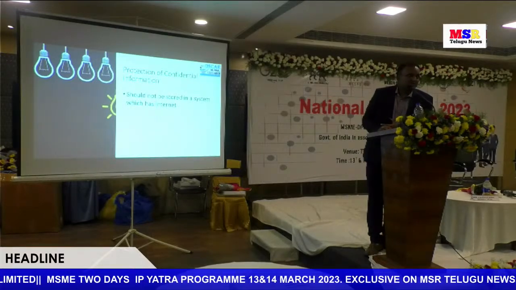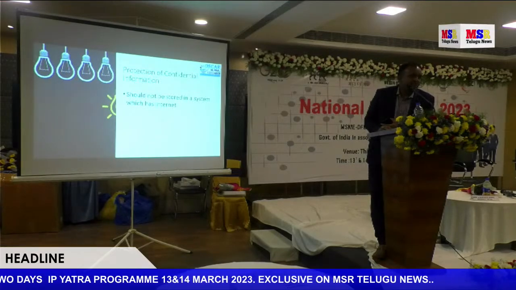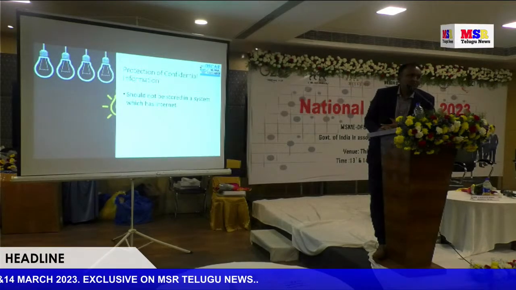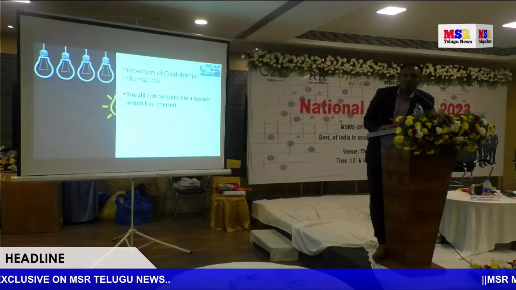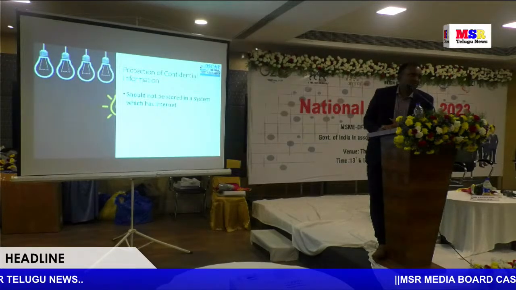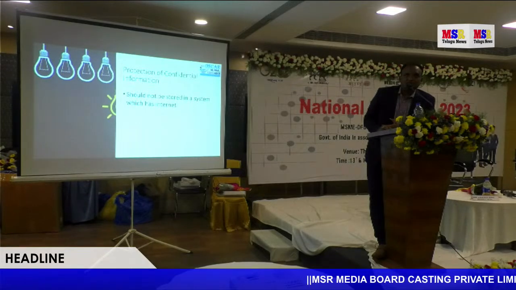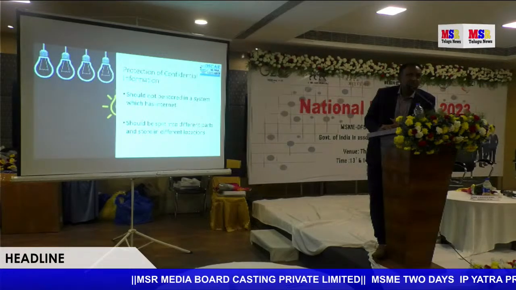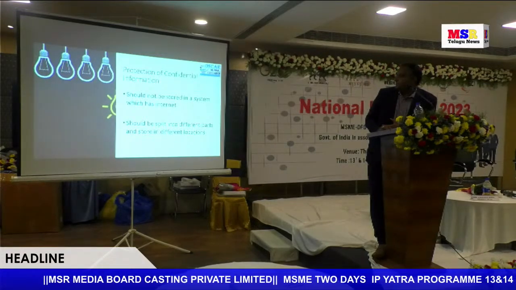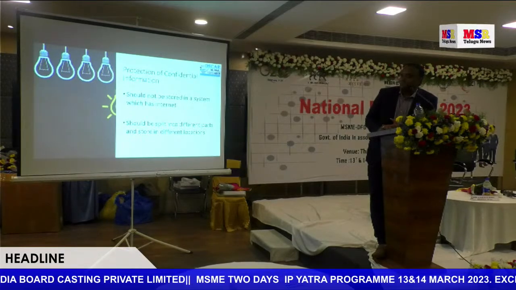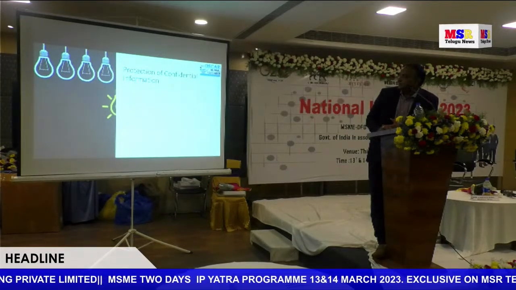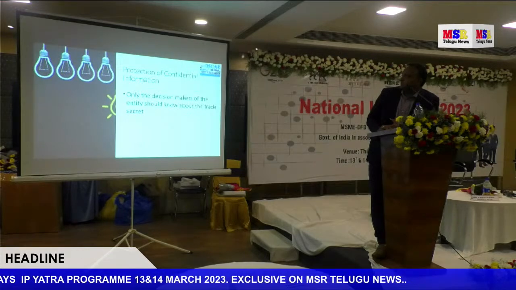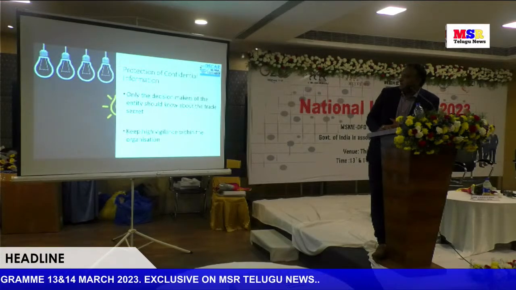Usually any system that is connected to the internet is easily traceable and can be hacked. So it is always advisable that the system holding protected information does not have any internet connection, and also has firewalls and very strict digital security systems. As we mentioned, information should be split into different parts and stored in different locations. Only the decision makers of the entity should know about the trade secrets, and keep high vigilance within the organization.